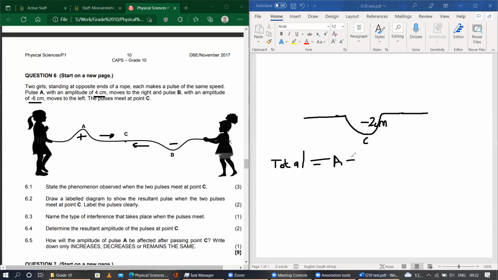Minus B. No, it's going to be plus B, because remember, now we're working with integers. So this is going to be +4 in brackets, plus -6. Oh, okay, I see. So the total, which is C, you're going to get -2 centimeters.